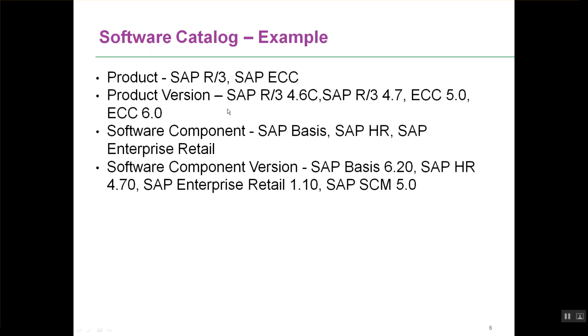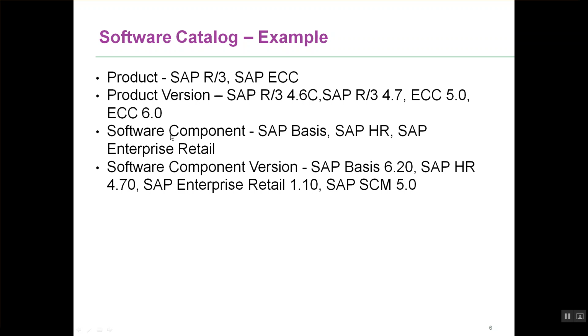What is a product version, you might ask? SAP R3, if you remember, had multiple versions: SAP R3 4.6c, SAP R3 4.7, SAP R3 4.7b, and so on. SAP ECC also has multiple versions, ECC 5.0, ECC 6.0, and so on. So an SLD will give you information around what products are installed in the landscape and the various versions of these products being used. So far so good.